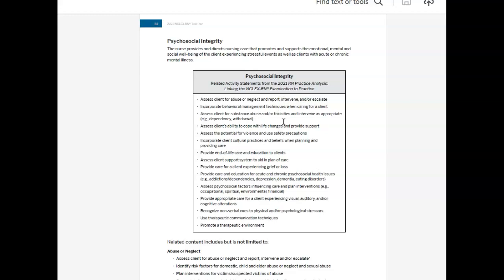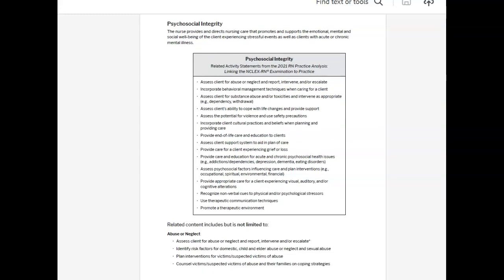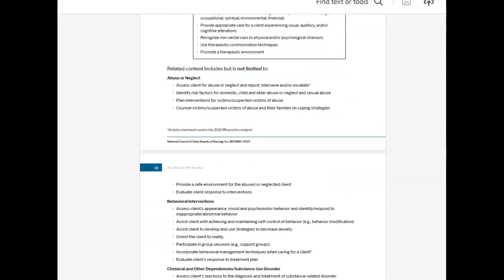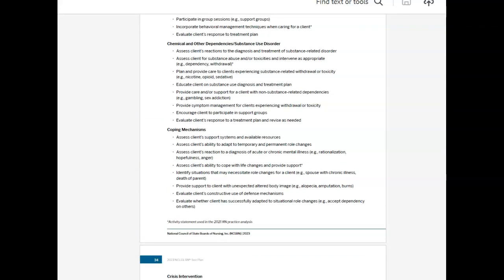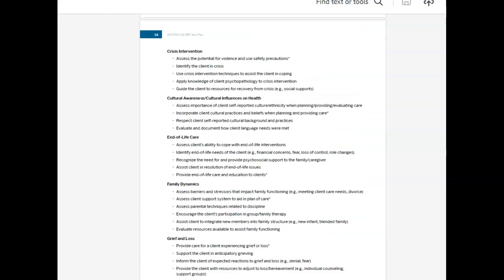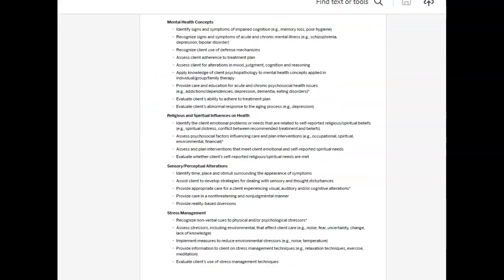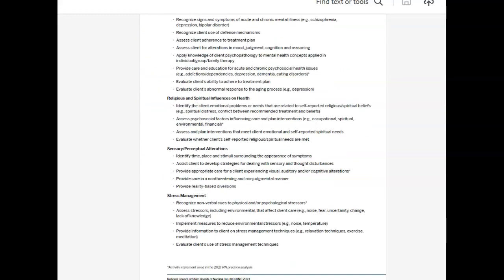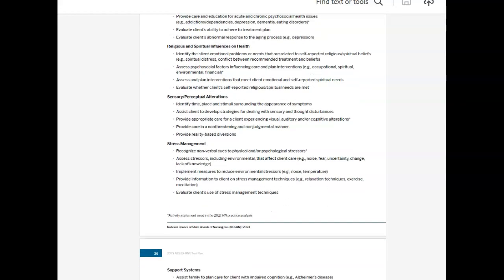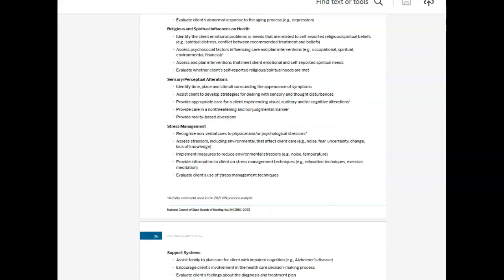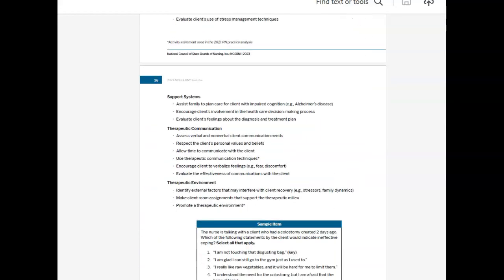Then psychosocial integrity talks about different types of abuse or neglect, and then grief and loss, anything that affects the mental health is what you'll talk about in that section. Coping mechanisms, crisis intervention, end-of-life care, that sort of thing. Mental health concepts, religion, and spiritual influences on health. Pretty much anything that's not physical is in the psychosocial component.